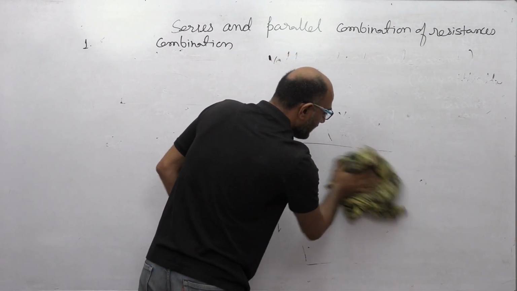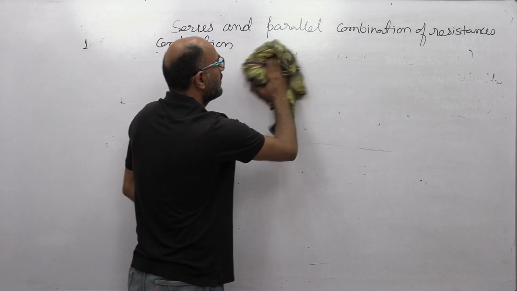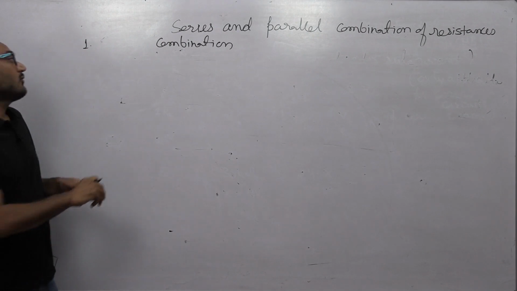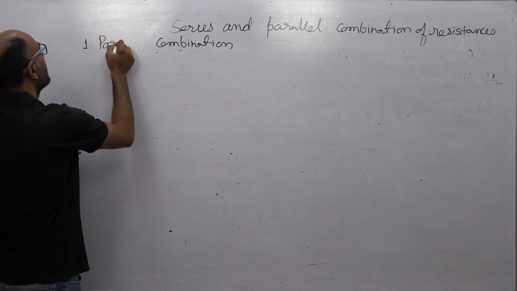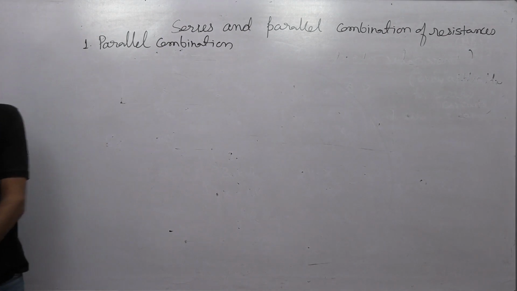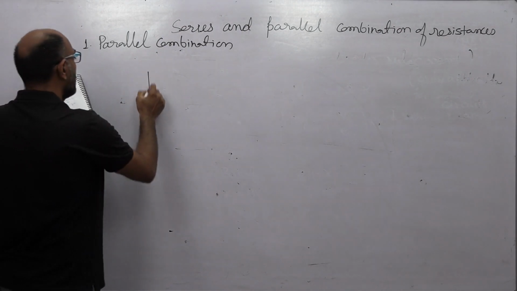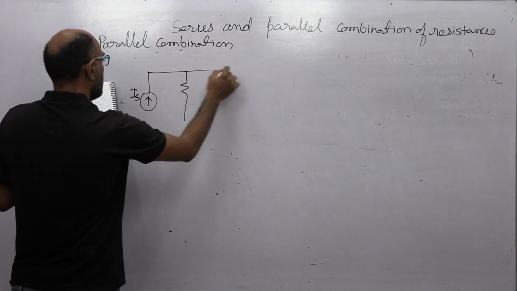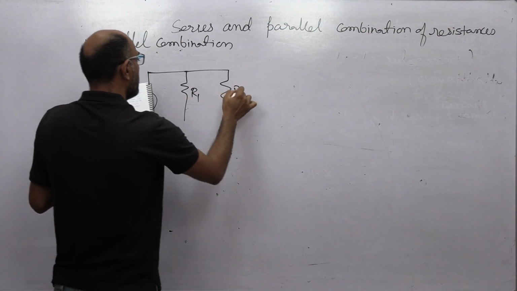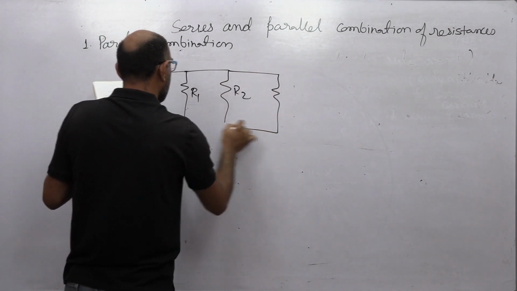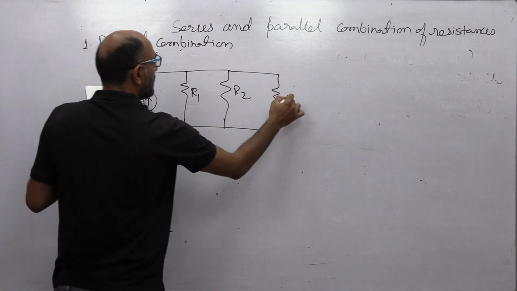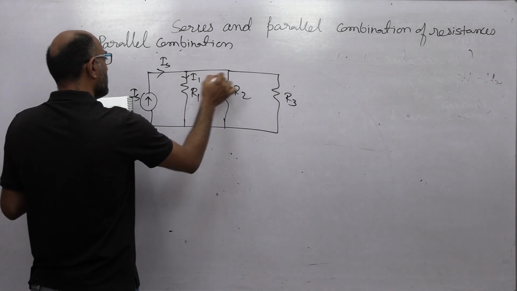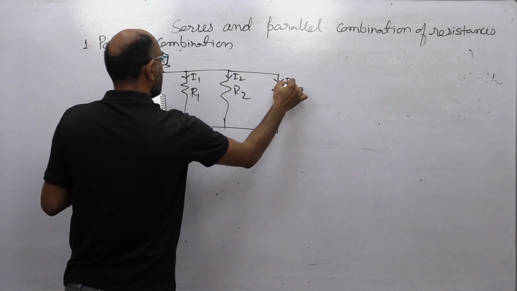तो अभी आपने देखा कि सीरीज कॉम्बिनेशन में वोल्टेज डिवाइडर रूल लगता है, तो पैरेलल कॉम्बिनेशन में करंट डिवाइडर रूल लगता है. पैरेलल कॉम्बिनेशन, सपोज दैट हियर इज ए करंट सोर्स, R1, R2, R3, right? And the current IS, I1, I2 and I3.